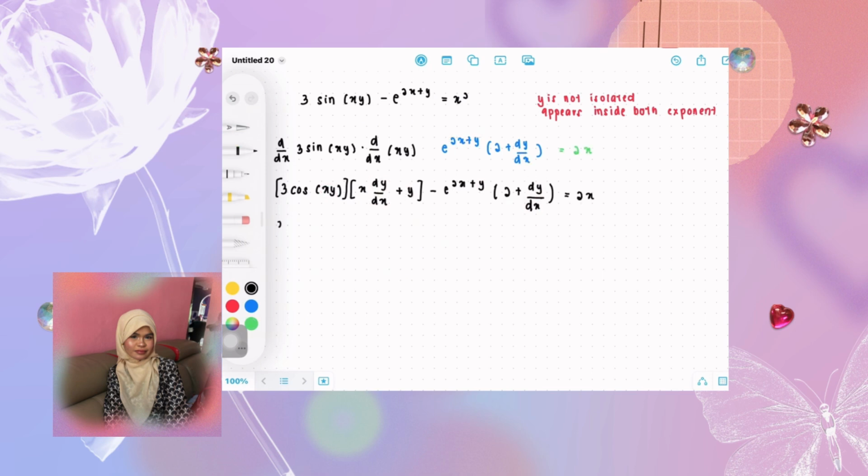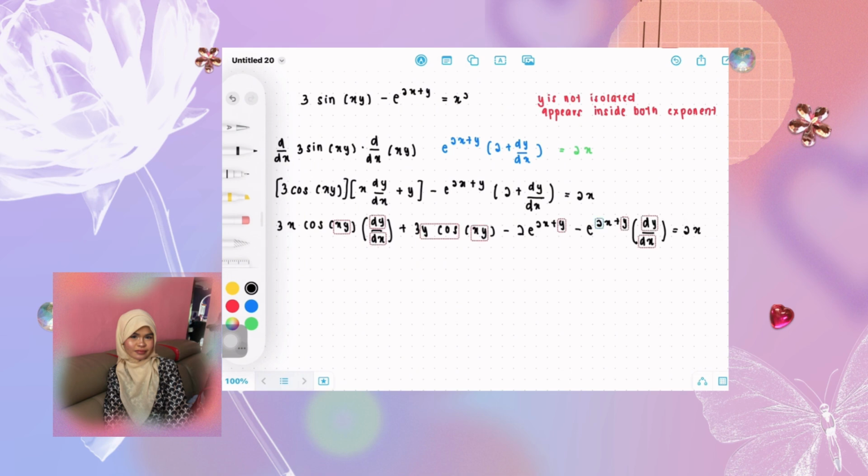Now, step 3. We expand the term. The first part becomes 3x cos xy times dy over dx plus 3y cos xy. The second part becomes minus 2e to the power of 2x plus y, minus e to the power of 2x plus y times dy over dx. All that equals 2x.